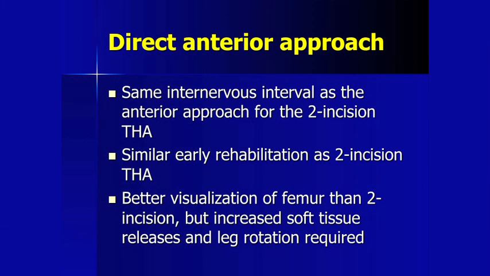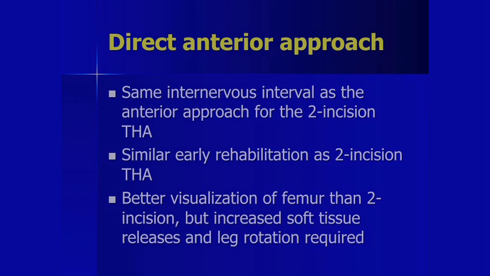A direct anterior approach is another approach which we use sometimes. It uses the same interval as that 2-incision approach, but it's a larger incision in the front. And by hyperextending the leg, by bringing the foot way, way back behind you and rotating it out about 125 degrees and releasing a lot of the tissue around the top of the femur, you can elevate the femur and put the femur more into direct visualization through that approach. And that has become more popular as the 2-incision's popularity has waned.